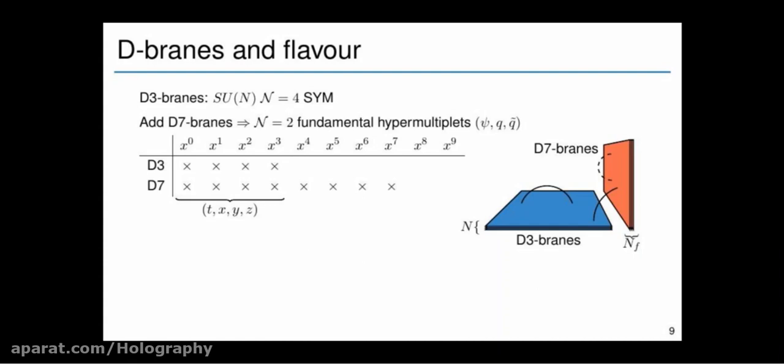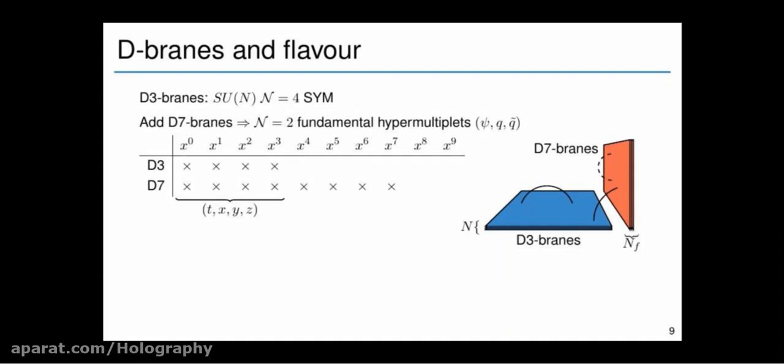So I've kind of sketched how you do this here in this table. So I'm imagining putting my D3 branes along 4 directions that I call x0, 1, 2, 3. And I'm placing the D7 branes also along these directions, and then they've got 4 more dimensions, so I'm also placing them along x4, 5, 6, 7. I should just mention that I'm typically going to call the common directions shared by both the D3 and the D7 branes T, X, Y, Z. You can think of these as the directions inside the Weyl semimetal in the dual field theory.